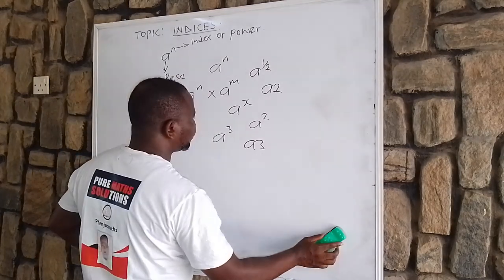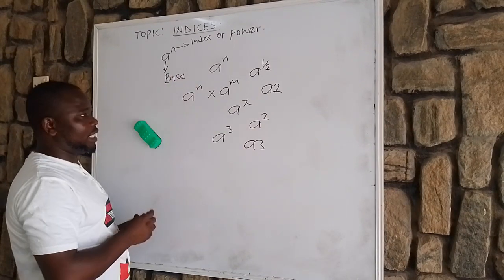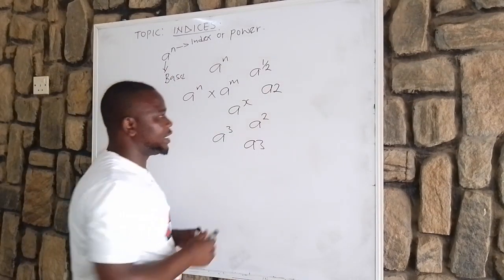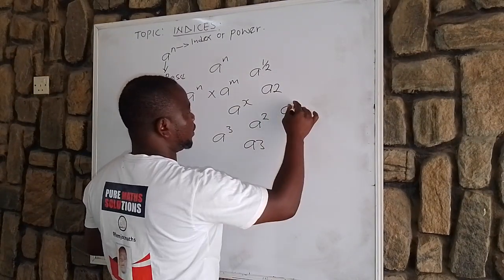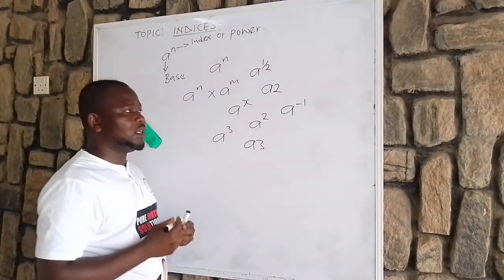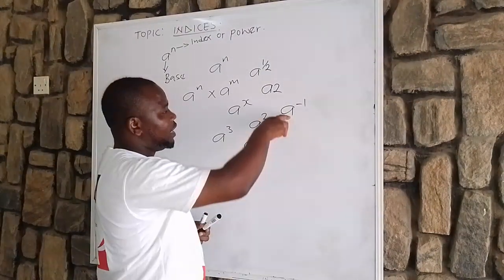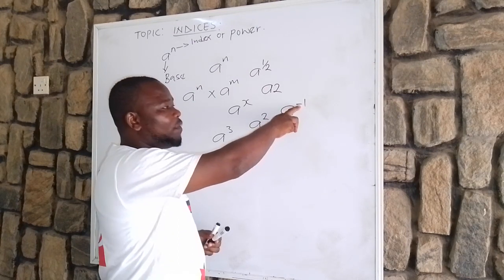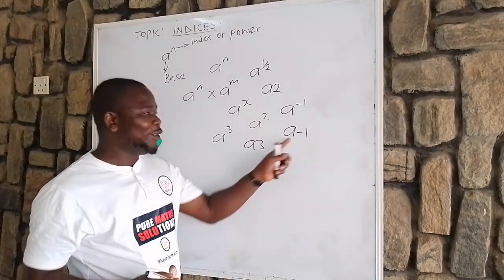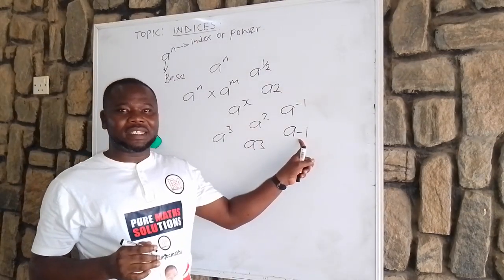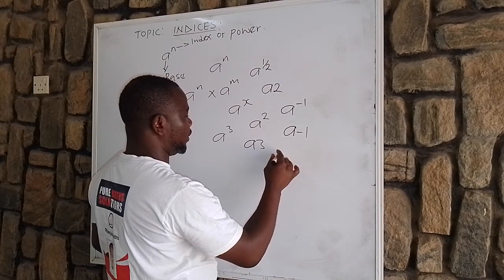So I just tried to introduce how you are going to come across indices. Not only that, we can have indices of this form, negative power. If we have it in this one, how do we call this? A raised to the power of -1. Not like this, a minus 1. No, please don't write it this way. Is that clear?